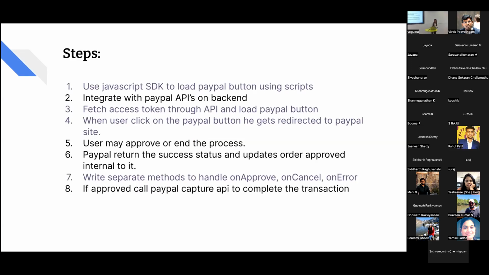What we have to do is have separate methods for what happens in the scenario of approval, what happens in the scenario of cancel, and what happens in the scenario of error. So I have discussed 3 main scenarios here. Since we are considering on approve, that is the happy path, we will call a capture endpoint.